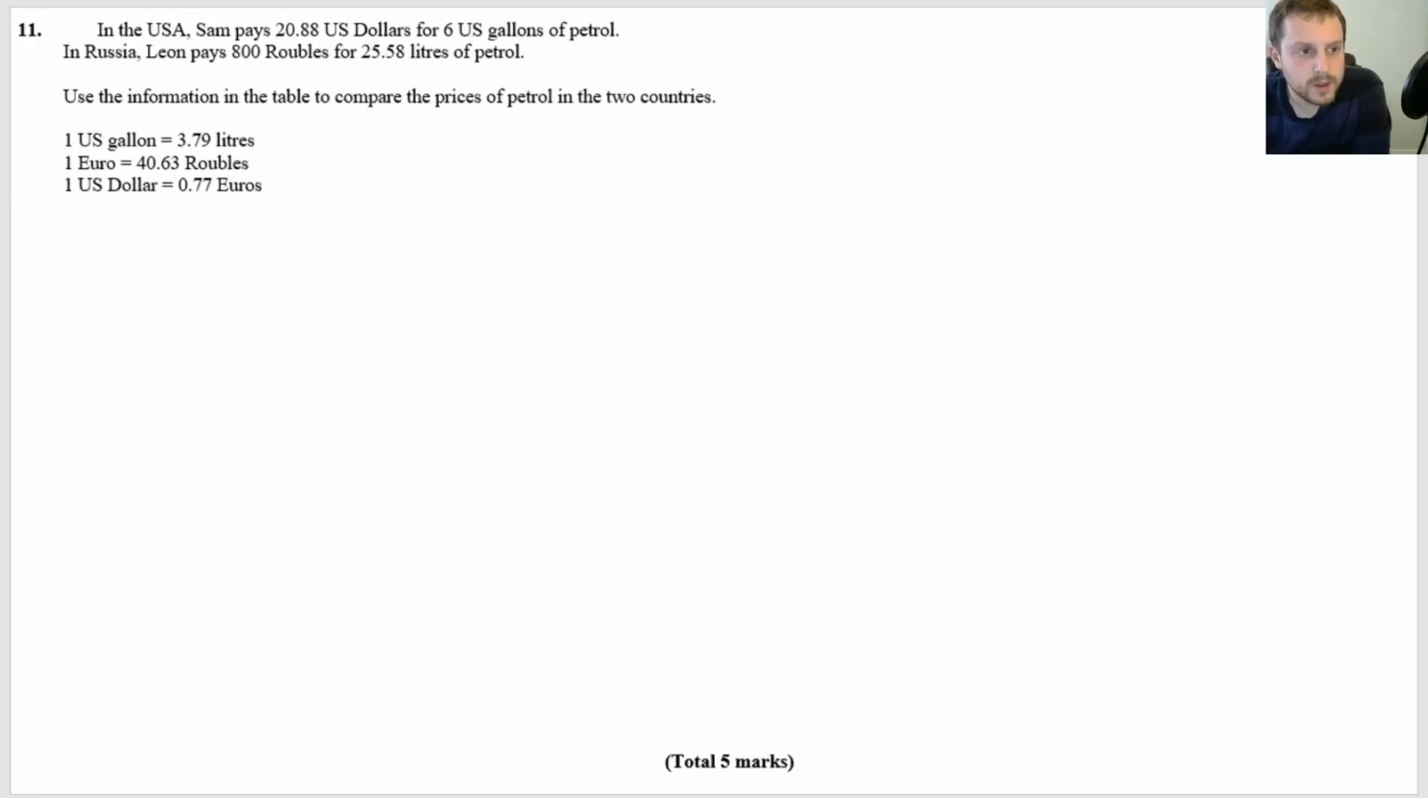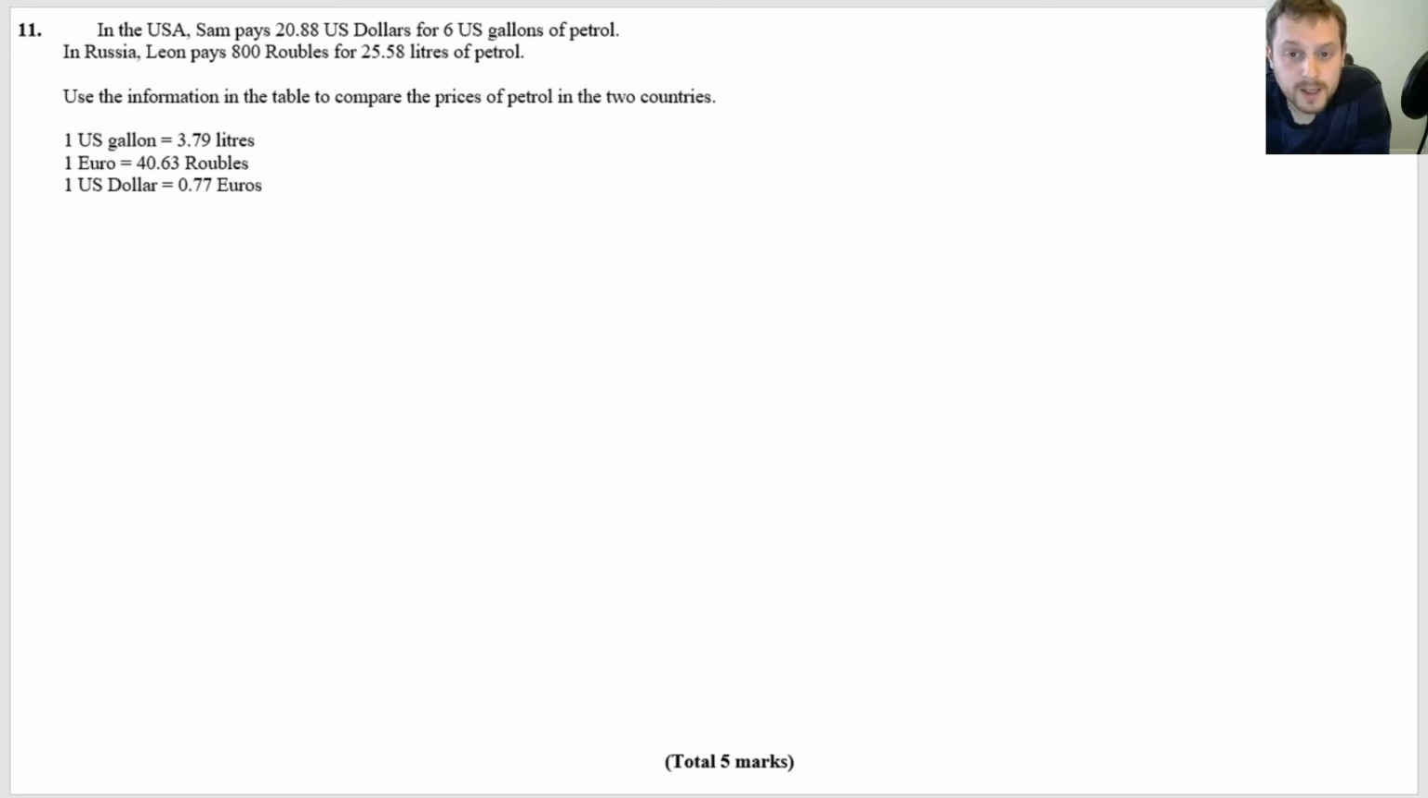Right, welcome back. So we got up to question 11. So to get started, in the USA we are paying $20.88 US for 6 gallons of petrol. In Russia, we're paying 800 rubles for 25.58 liters of petrol.